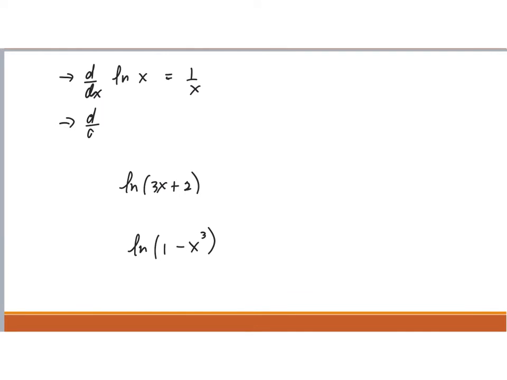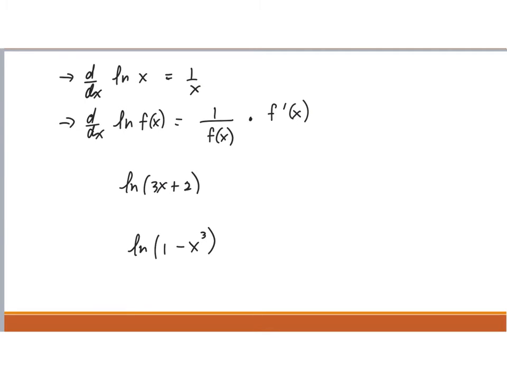Next one is the derivative of ln x, which is just 1 over x. But if we find the derivative of the natural log of some other function, say ln of 3x plus 2 or ln of 1 minus x cubed, then we need the chain rule for this. But we also have a formula handy for this, and that is d/dx of ln f of x is just equal to 1 over f of x times whatever the derivative of f of x is.